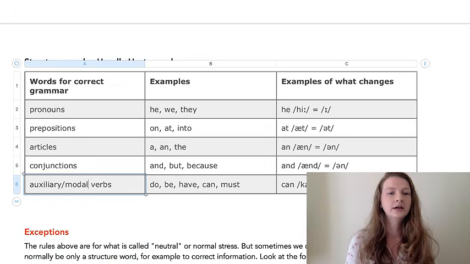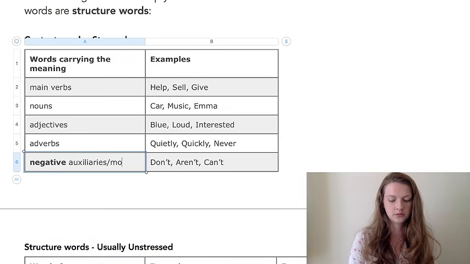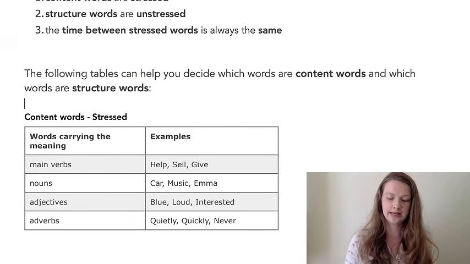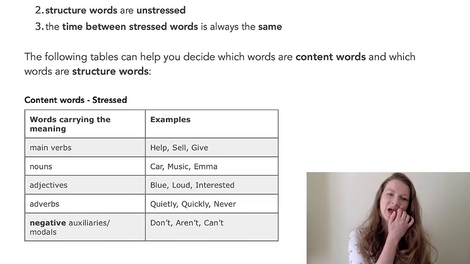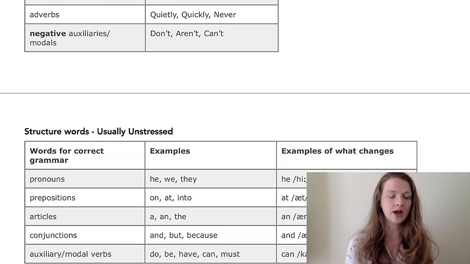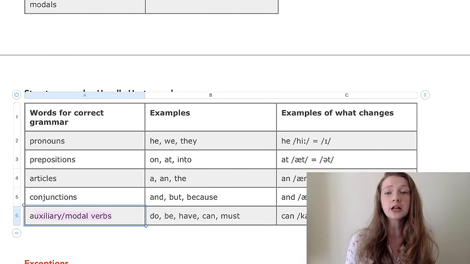Okay, same here, negative auxiliaries and modals. All right, oh no, that's made it look ugly now. There we are. So the negative auxiliaries and modal verbs we stress. Auxiliary and modal verbs which are not in the negative form, we don't stress. All right? Pronouns, we don't stress.